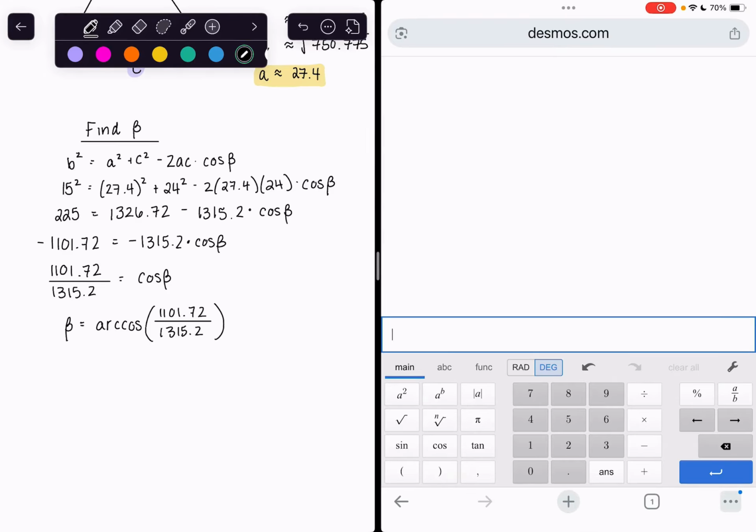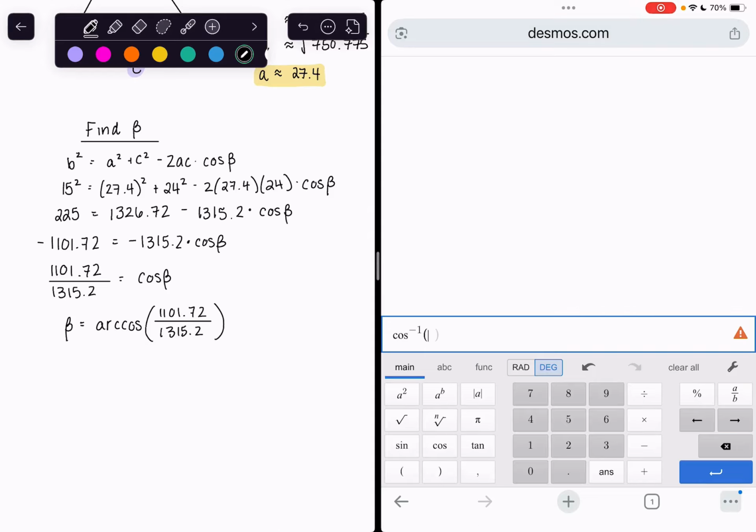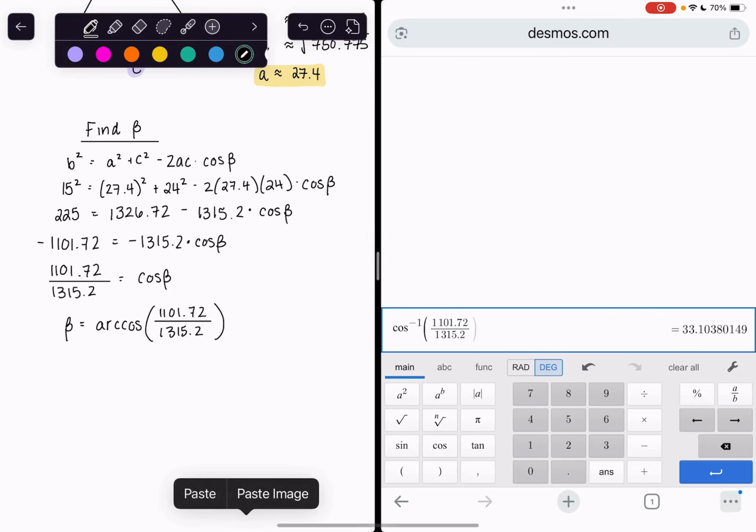So you should have a function that looks like this on your calculator, or again, if you just use Desmos, it is cosine to the -1. That's the same thing. You want to make sure you are in degree mode because when we're working with triangles, degrees makes more sense. So we take 1101.72 and we need to divide that by 1315.2. And that gives us a rough approximation for our angle, but beta is going to be about equal to 33.1 degrees. Okay.